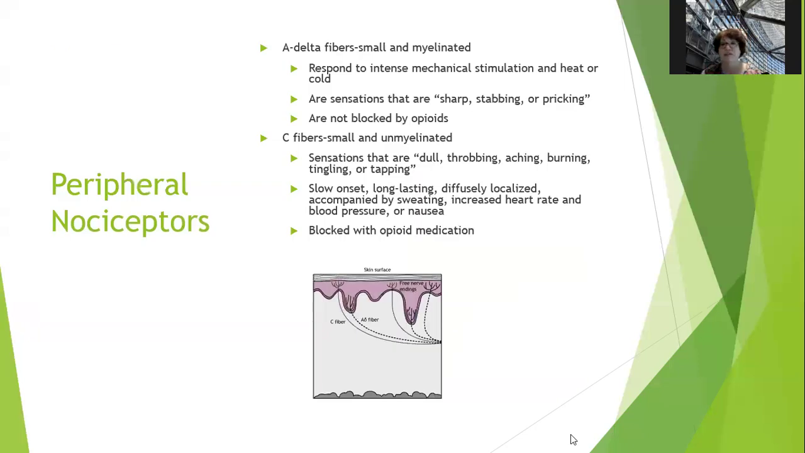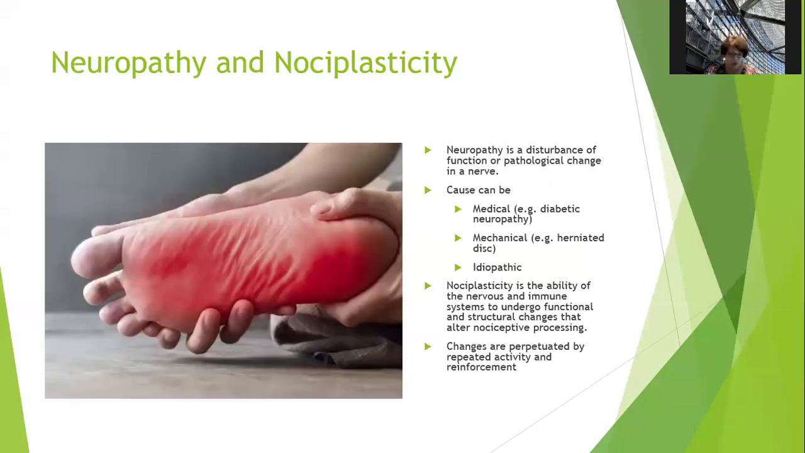So that's everything I just said. Some of the terminology that we use with chronic pain includes neuropathy and nociplasty. Anything with plasty in it, plastic, means change, so something's changing. When we have neuropathy, it means there's a disease process or degenerative process going on. The cause of neuropathy can be medical, like diabetic neuropathy, or mechanical, like a herniated disc, or it can be idiopathic. You know, we just don't know what's going on yet.